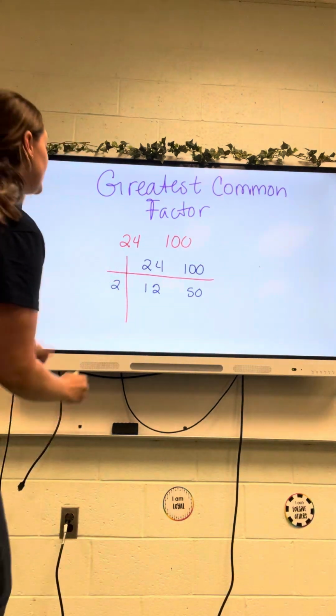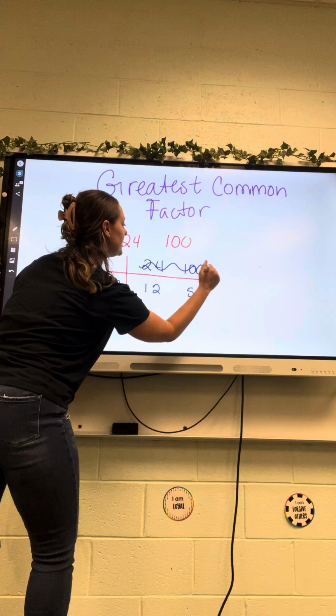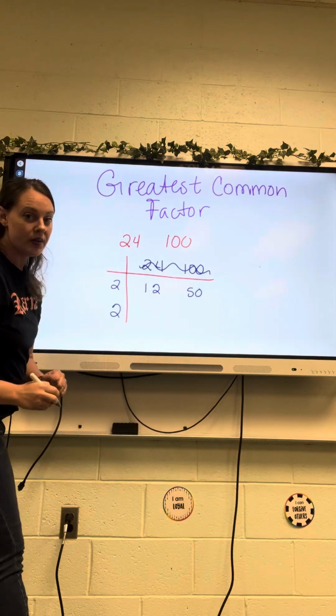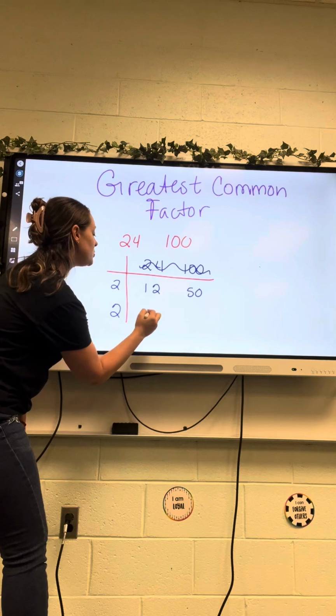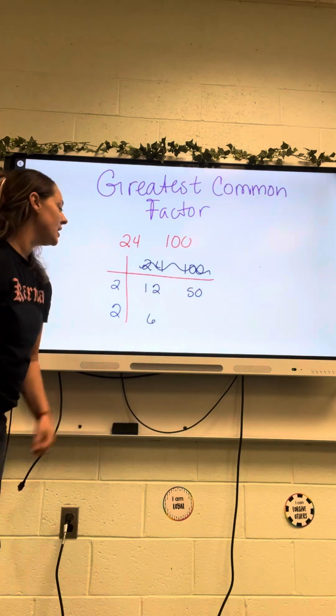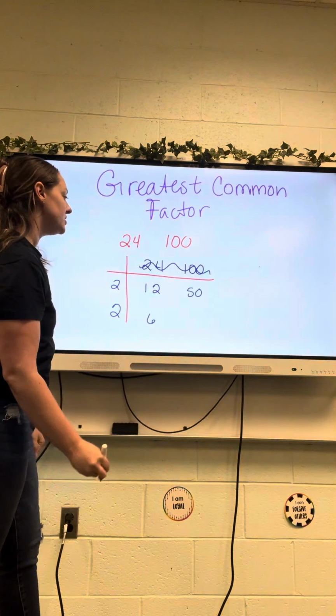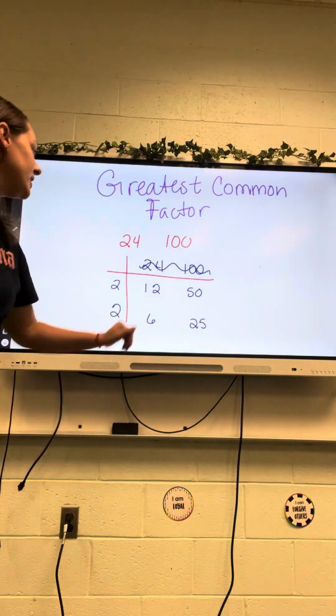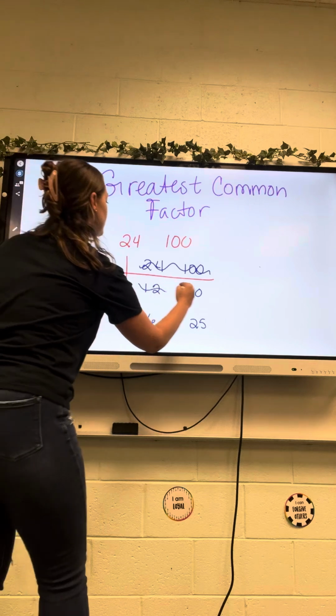So I can use 2 again. I'm going to pull, I don't care about this anymore because I already reduced down. I'm going to pull out another 2, okay? 2 times what is 12? 6. And 2 times what is 50? 25. Okay, and then let me check this out. 6 and 25. I don't care about this anymore.